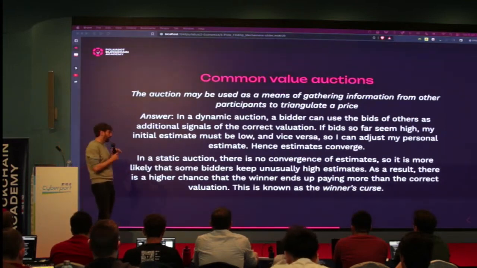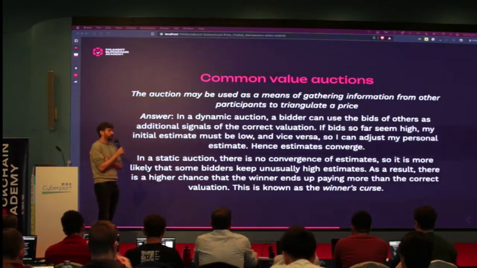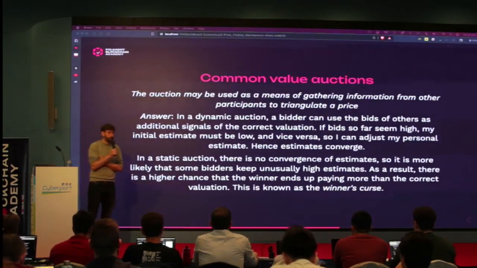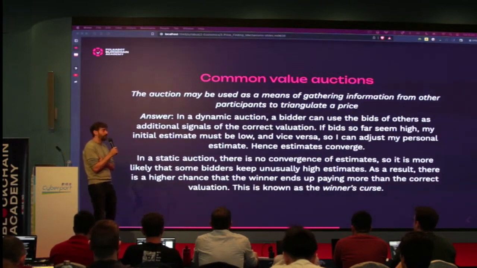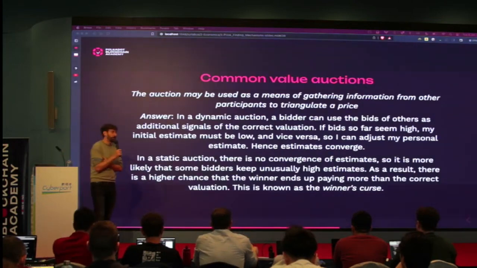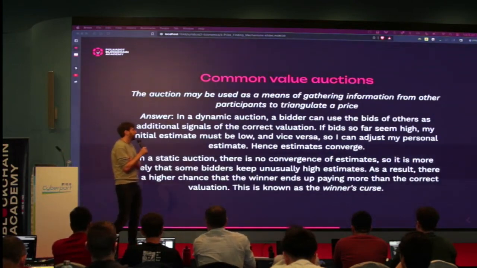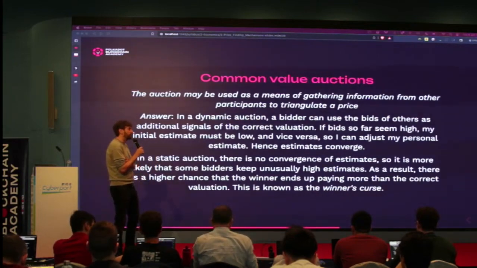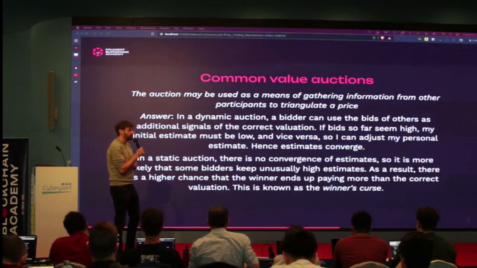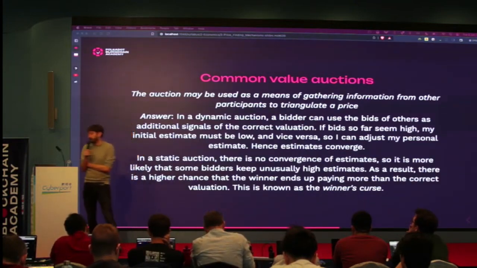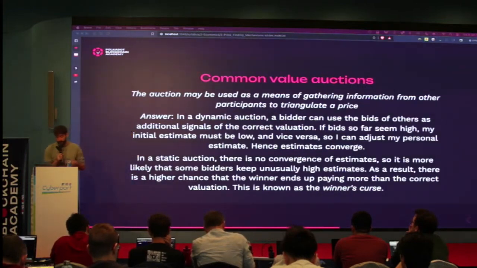There's actually a name for this. This is called the winner's curse. Basically, in these auctions, whoever won, you actually know that they overbid, because they are the ones that most likely misestimated the situation. It's very rare that the highest bid for some common value is actually the true valuation. It's mostly the average of it, and this is called the winner's curse.